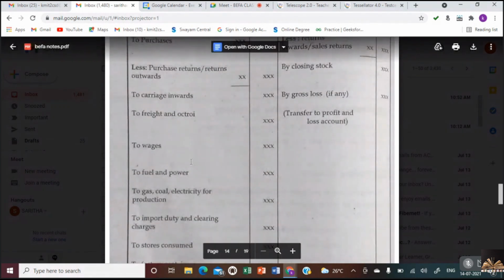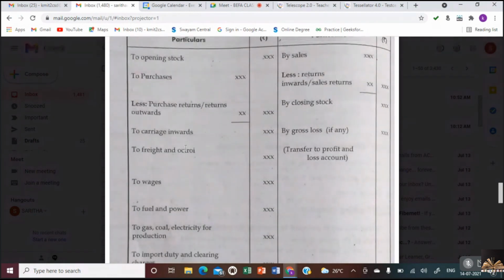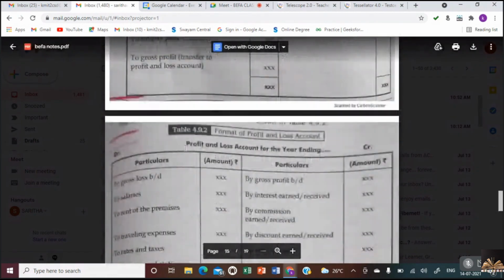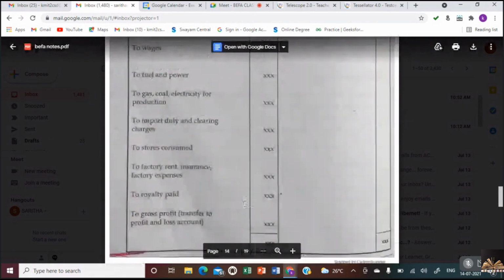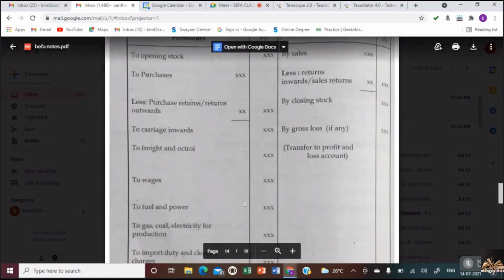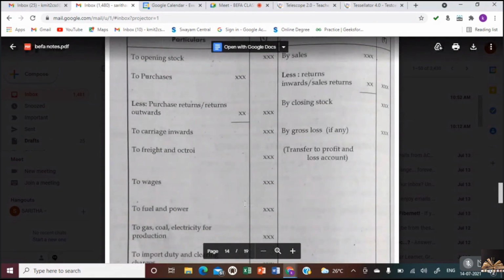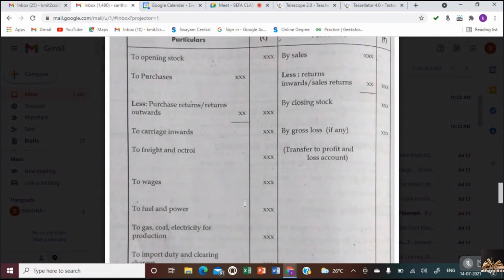Always remember, wages will come in the trading account, and salaries will come in the profit and loss account. The trading account is prepared only to calculate factory-level expenses. Only direct expenses are taken in the trading account. The remaining expenses only will be taken in the profit and loss account.